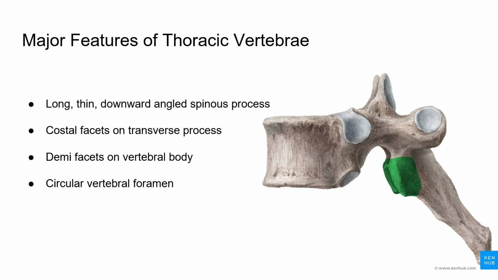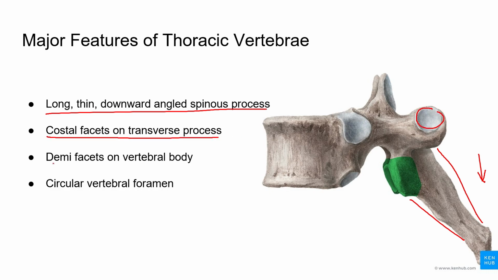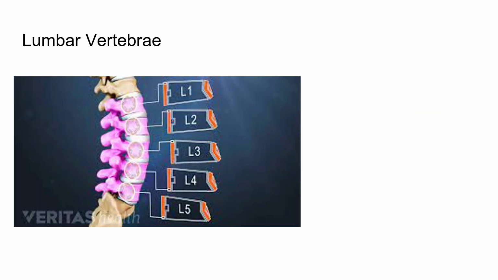Exams likely would not give a lower thoracic vertebra and force you to identify it, so looking for a long, thin, downward angled spinous process should work, but if it doesn't, another key landmark to look for is the costal facets on the transverse process. You can also look for the demifacets or a more circular vertebral foramen to identify these vertebrae.